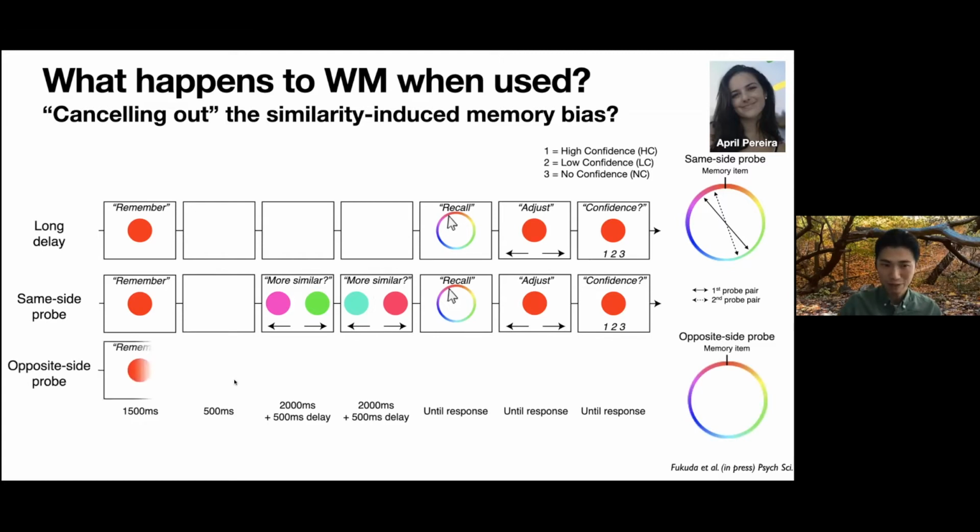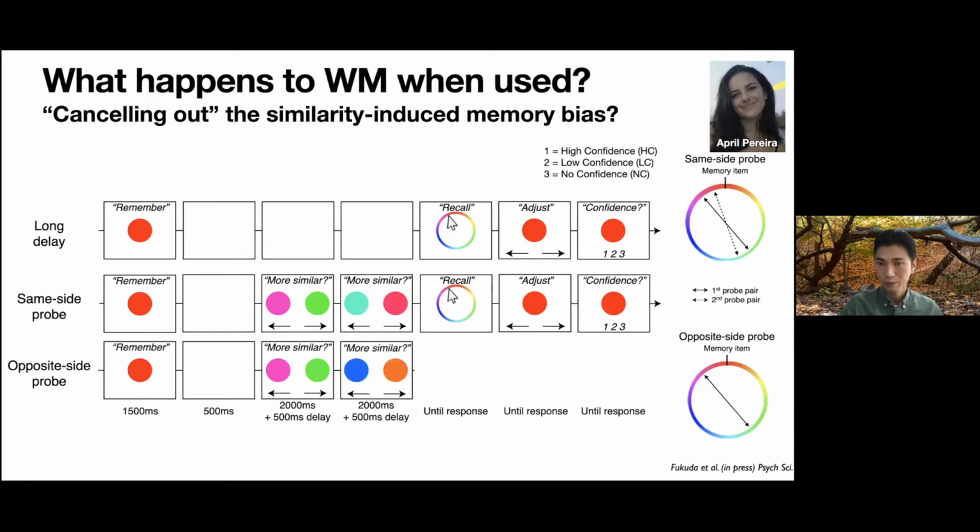In the other critical condition, called opposite side probe, some of you might already be guessing what's going to happen, but I'm just going to walk you through it. After participants hold one item in working memory, they did one perceptual judgment. But in the second judgment, we sampled the probe pair in the following manner. We chose the similar one from the opposite side of the memory item, so now the similar one is on the clockwise side. After doing these two judgments, participants reported the original color along with the confidence.